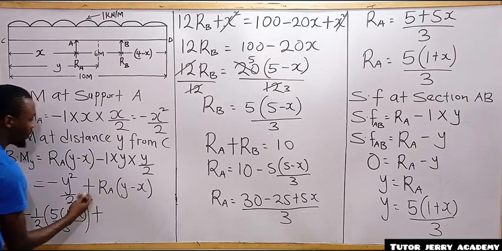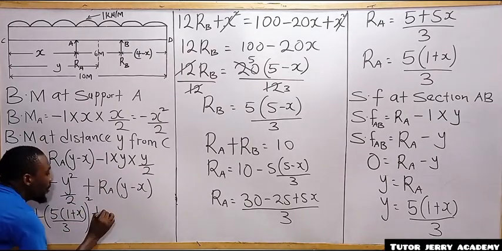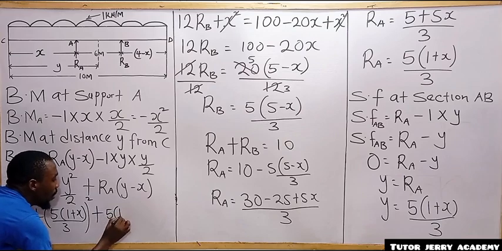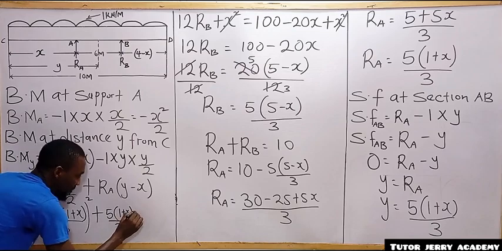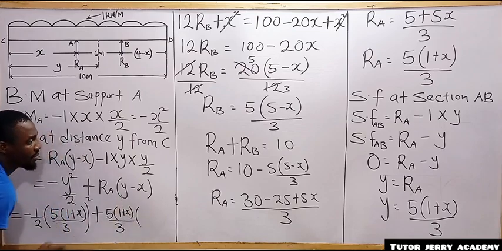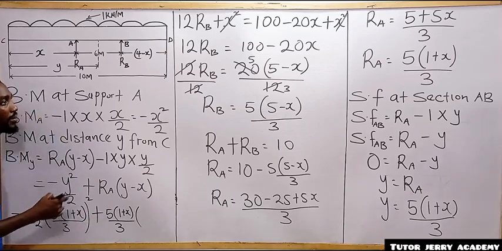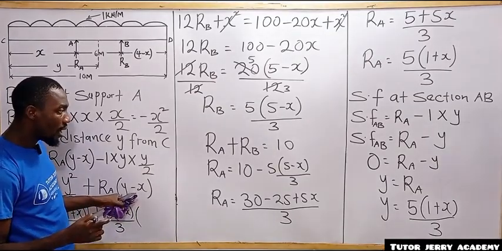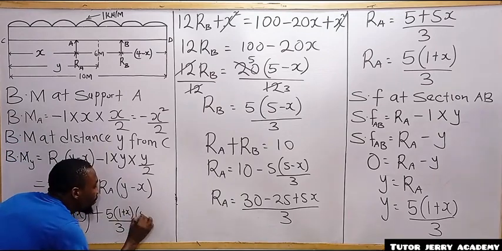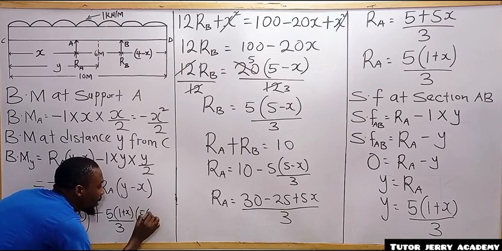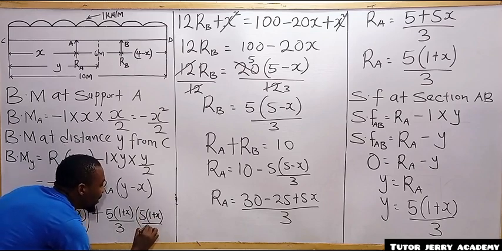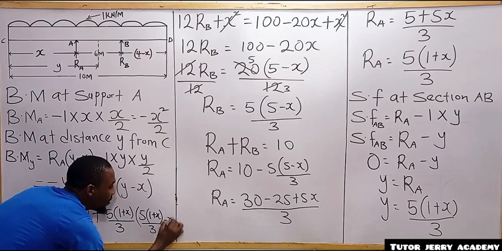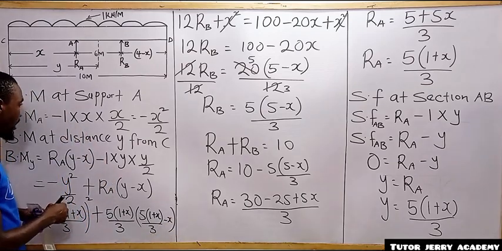Our R_A is the same thing as what? Y. So we are also going to have 5 into (1 plus S) all over 3, then into (y minus S). Y is the same thing as 5. So we're going to have 5 into (1 plus S) all over 3, then minus S. All right, so that is what we are going to have.